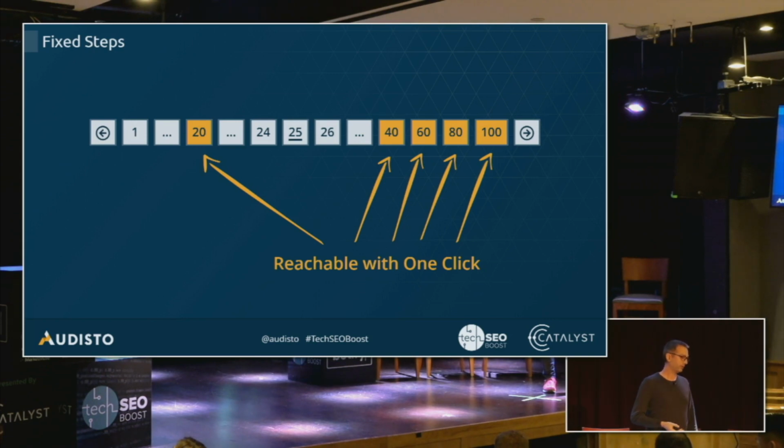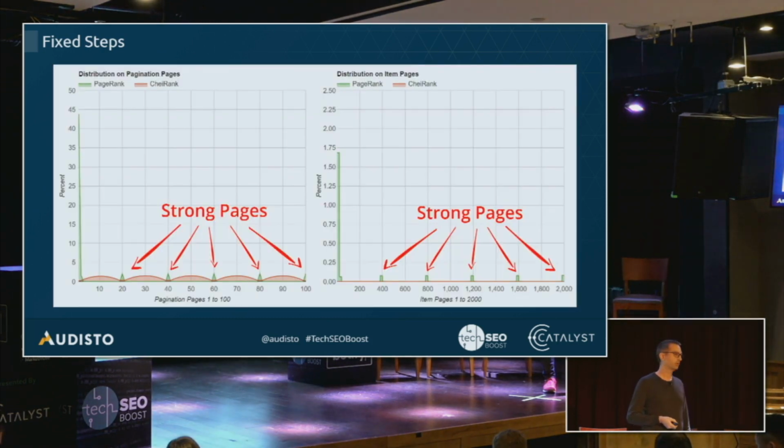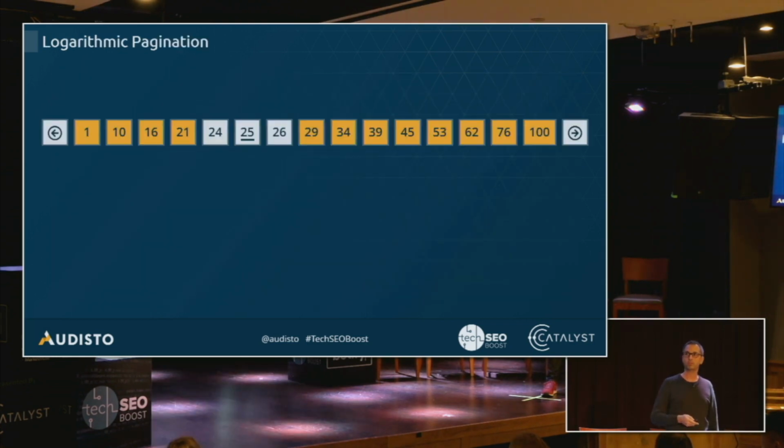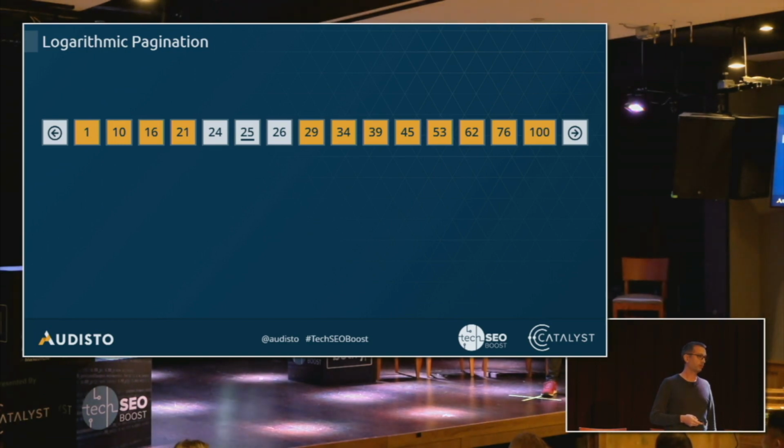Then we have the fixed steps. So what it does, it links every 20th page here. And if we do so, then we get a lot of spikes. And this is really bad, because it would mean that we would have to put our relevant content onto those pages. And this is really hard to do and totally counterintuitive for the user. So we usually put our relevant pages at the front. So nothing we should use.